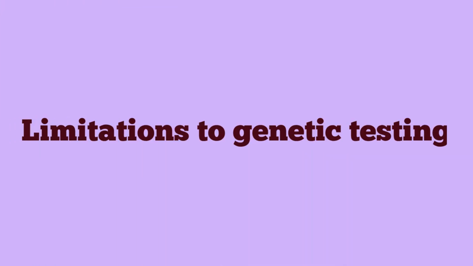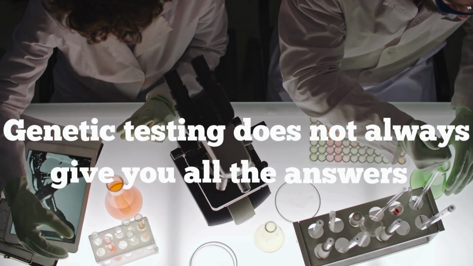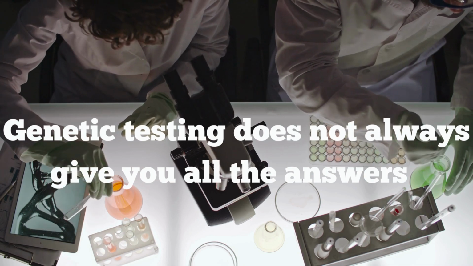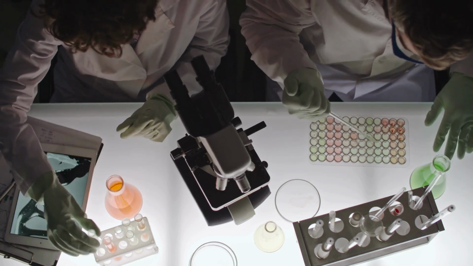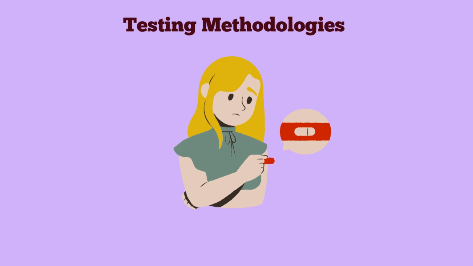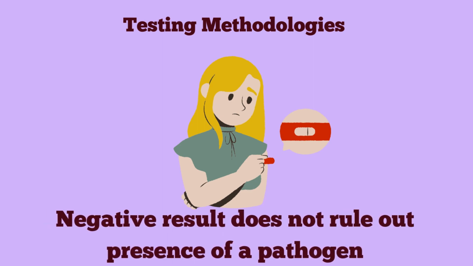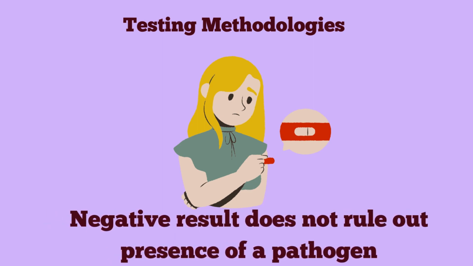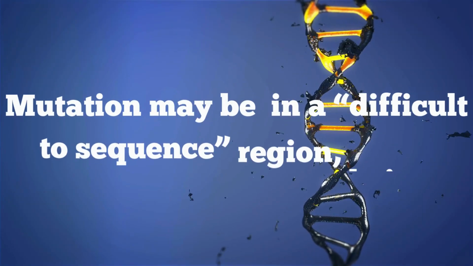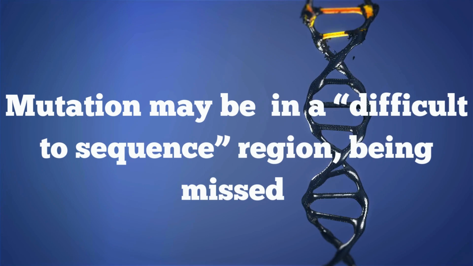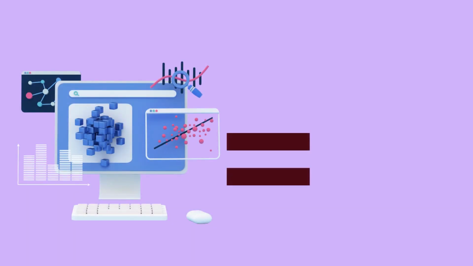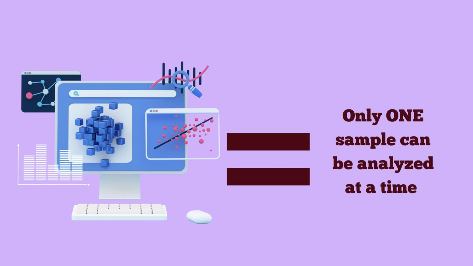Now, there are limitations associated with genetic testing. Genetic testing does not always give you all the answers. For example, genetic testing can be limited by the testing methodology. A negative result does not rule out the presence of a pathogenic target region. Also, mutations might be present in a difficult to sequence region and therefore might be missed. Another limitation is that for some single analyte tests, only one sample can be analyzed.